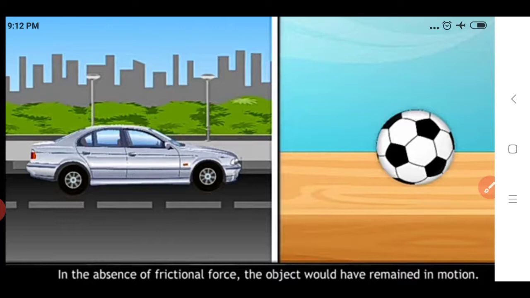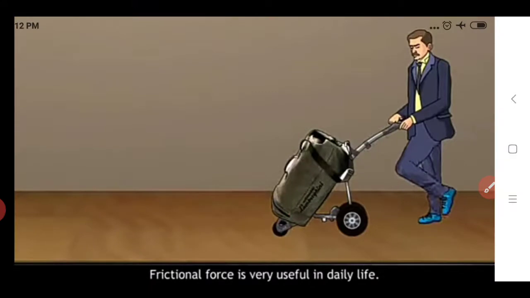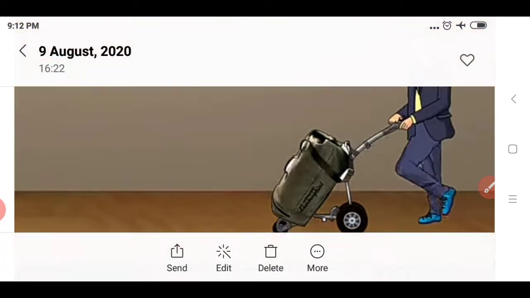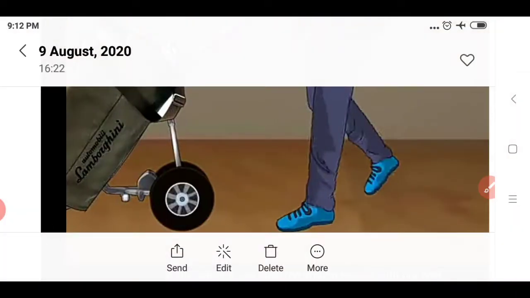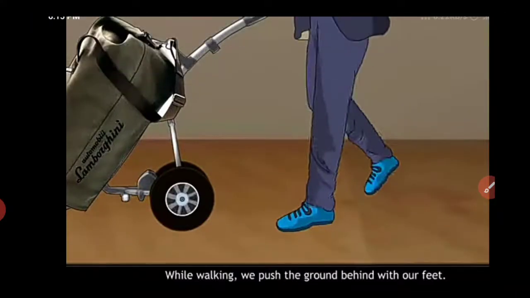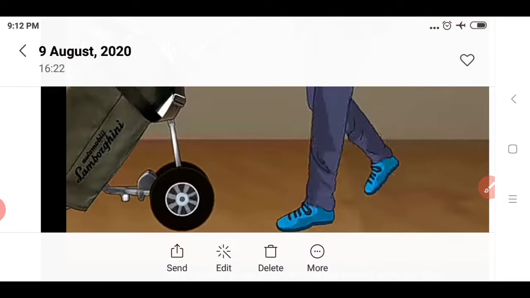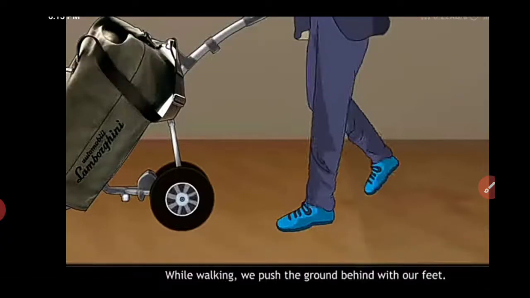So here we see another type of force, the frictional force. Frictional force acts on the moving objects, and after this frictional force acts, the moving objects get stopped. This frictional force is very important in our daily life. Why? Because of this example: if we walk on the ground, how do we walk? While walking we push the ground behind.